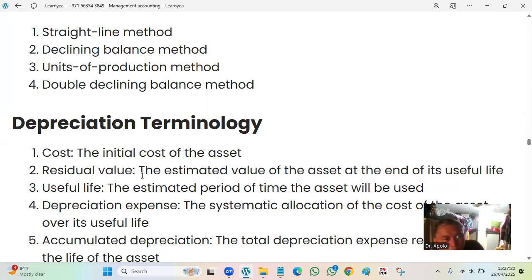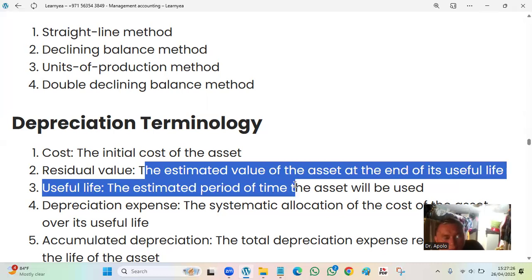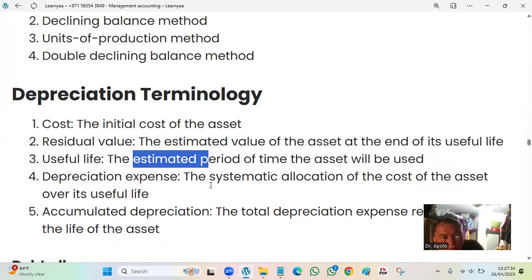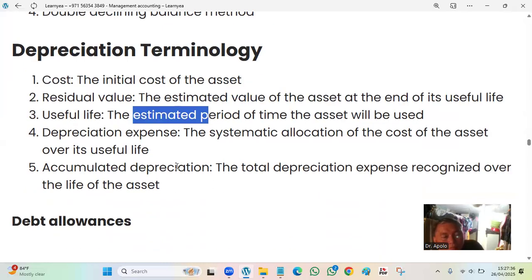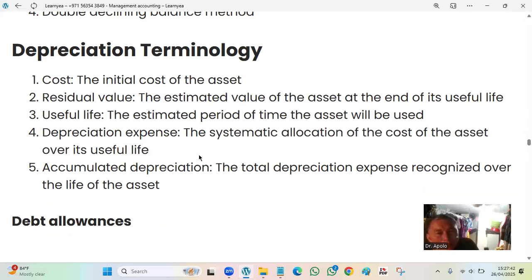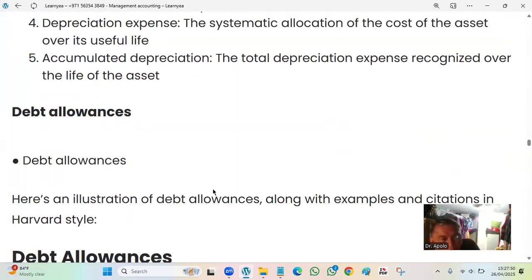Residual value, the estimated value of the asset at the end of the useful life. And the useful life, the estimated period of time the asset will be used. Sometimes 10 years, 5 years. Depreciation expense, the systematic allocation of the cost of the asset over its useful life. So that's the expense. Accumulated depreciation, the total depreciation expense recognized over the life of the asset.